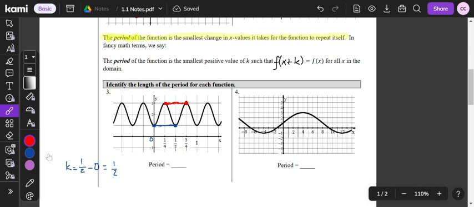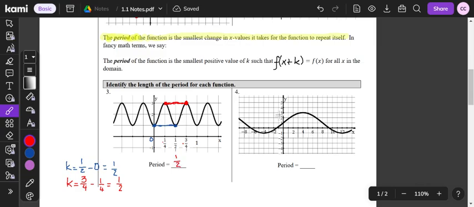Okay? Same deal. If I do peak to peak, I should get the same exact value. So if I look at this x value right here, this is 1/4. And if I look at this x value here, this is 3/4. So k, the period, should equal 3/4 minus 1/4. And yep, that is also 1/2. Okay. So the period of this function is 1/2. All right. Same deal over here.